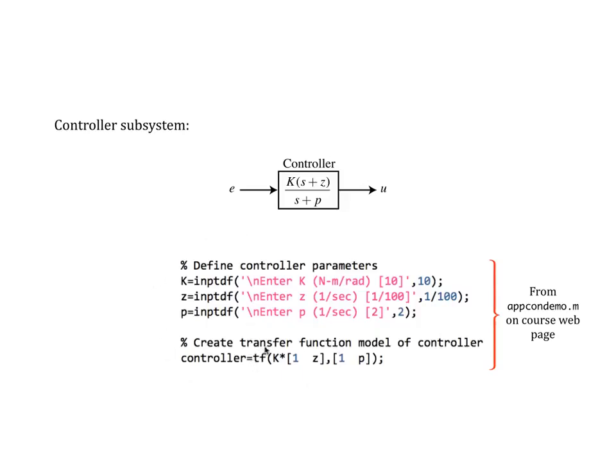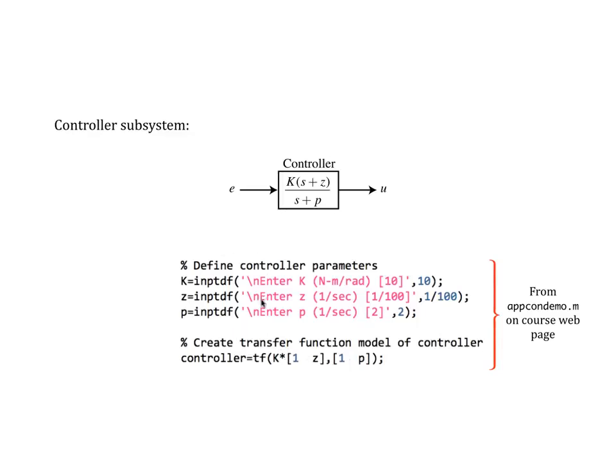It uses the MATLAB TF command to define the controller subsystem. The TF command, the way it works is the first argument needs to be a vector of the coefficients of the numerator polynomial in S. The second argument is a vector of the coefficients of the denominator polynomial in S. So in effect, the numerator polynomial is k times S plus z, and the denominator polynomial is S plus p. In order for this to work, we of course will have had to define values for k, z, and p.